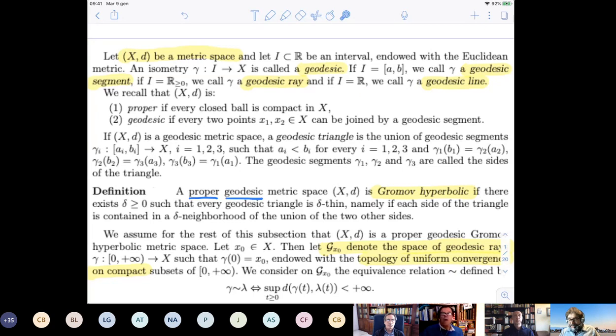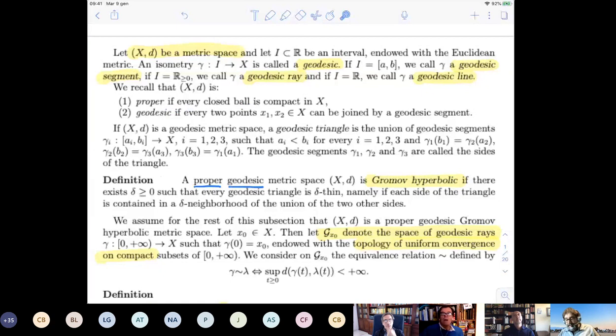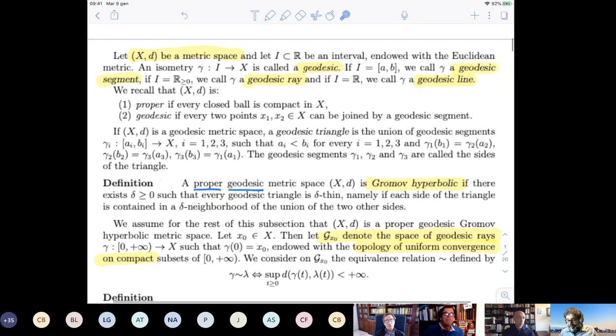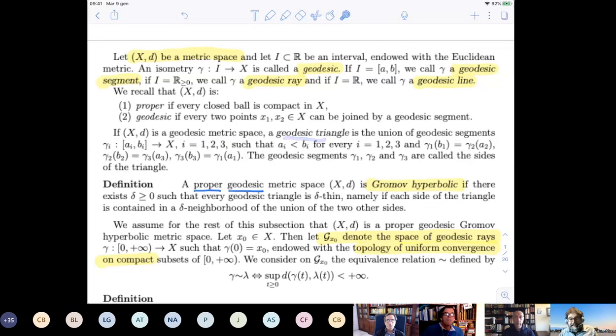Now, a metric space is called proper if every closed ball is compact in the space, and it's geodesic if you can join every two points by a geodesic segment. Of course, essentially in all cases I'm going to consider in complex analysis, I will end up working with a metric space which is both proper and geodesic. And here comes the definition of Gromov. So we have a geodesic metric space, and we call a geodesic triangle any triangle whose edges are formed by geodesic segments.